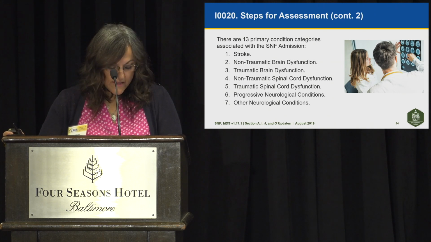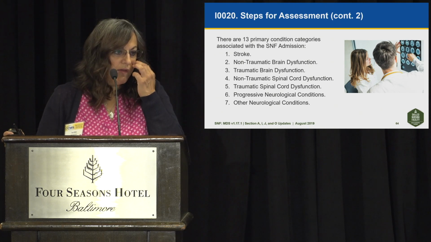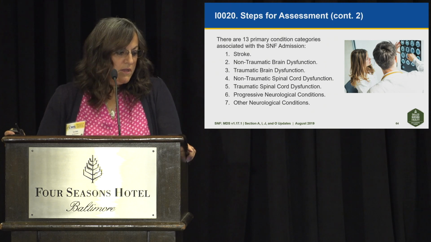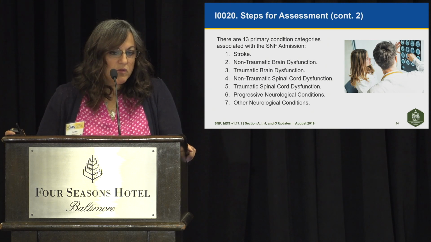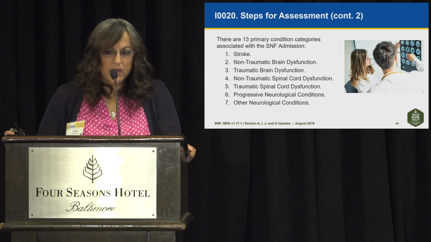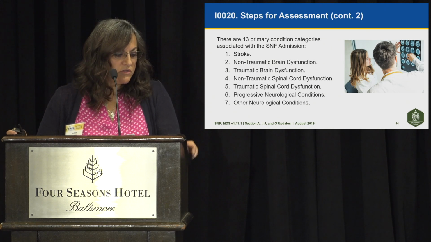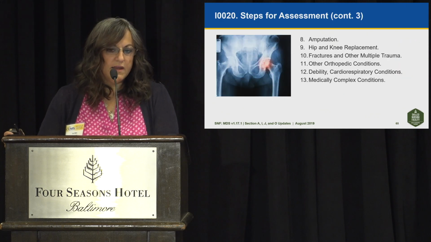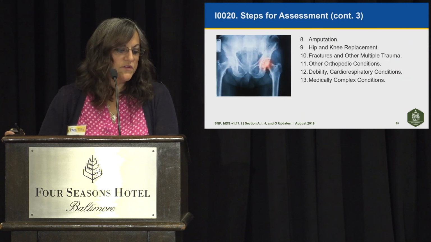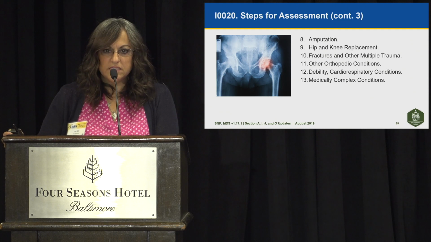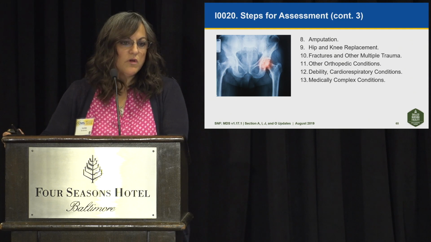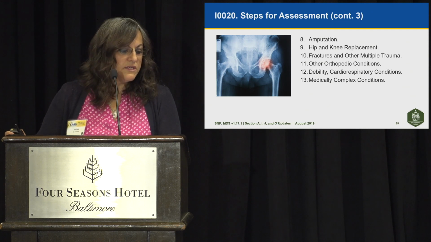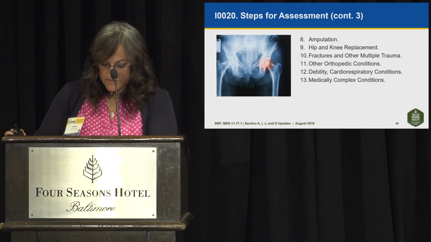So the first 7 categories here are stroke, non-traumatic brain dysfunction, traumatic brain dysfunction, non-traumatic spinal cord dysfunction, traumatic spinal cord dysfunction, progressive neurological conditions, and other neurological conditions. This slide has the remaining 6 of those categories, which are amputation, hip and knee replacement, fractures and other multiple trauma, other orthopedic conditions, debility, cardiorespiratory conditions, and medically complex conditions.